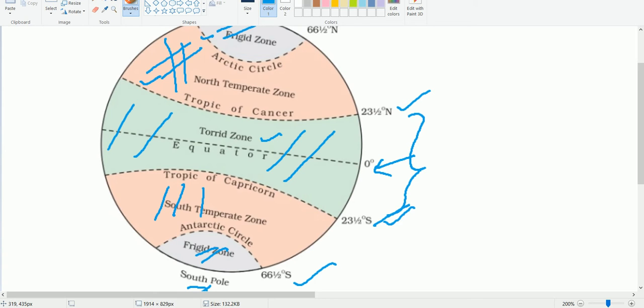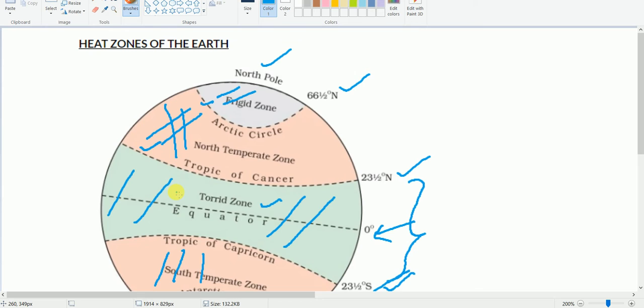And let us say India lies here, for example. Okay, let us say this is India. Then this Tropic of Cancer passes through the middle of India. And since the Tropic of Cancer is passing through the middle of India, this northern half of India lies in the temperate zone or subtropics, and this southern half lies in the tropical zone. So that is the point mentioned in the book.